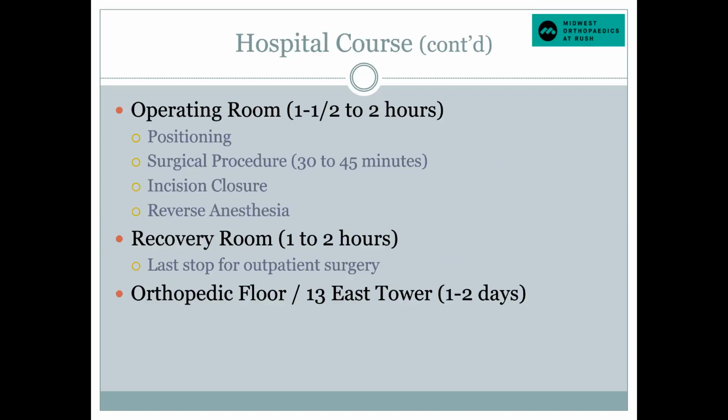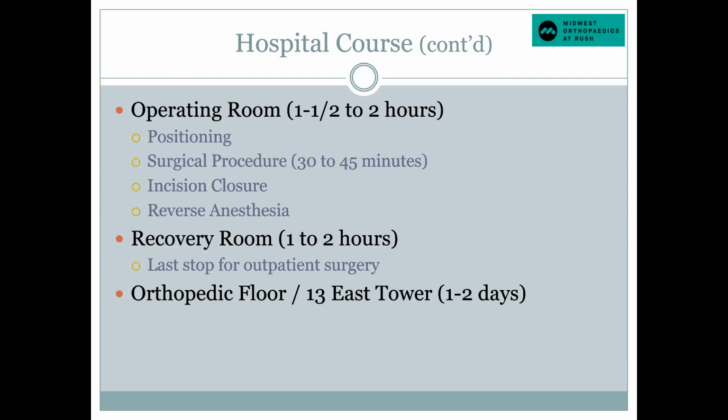We will expect for you to be in the operating room for about an hour and a half to 2 hours. This will consist of administering anesthesia, positioning, opening, implanting, closing, and reversing anesthesia. Dr. Gerlinger's portion is only about 30 minutes.